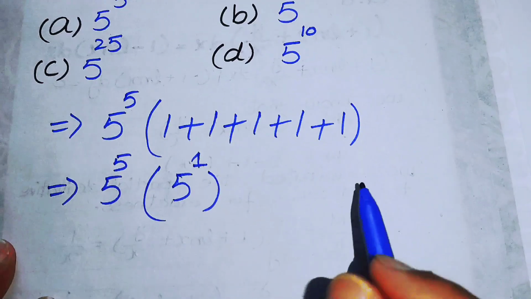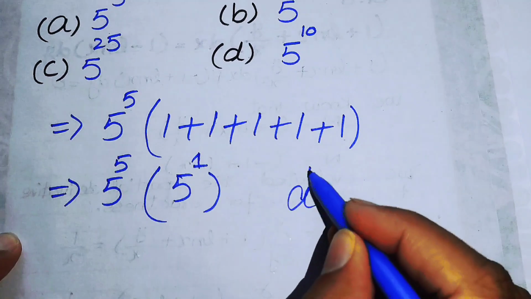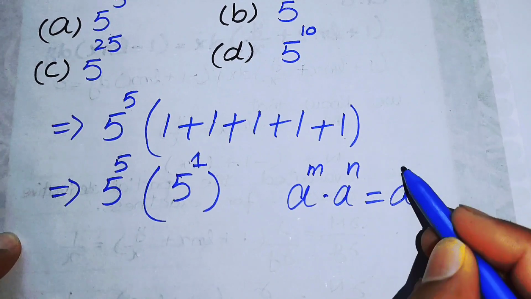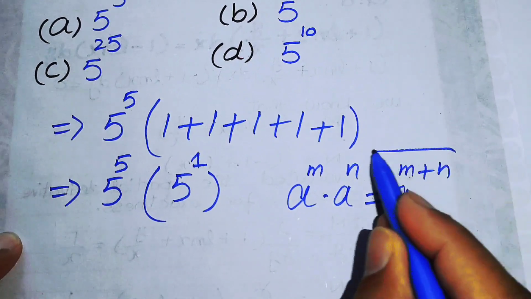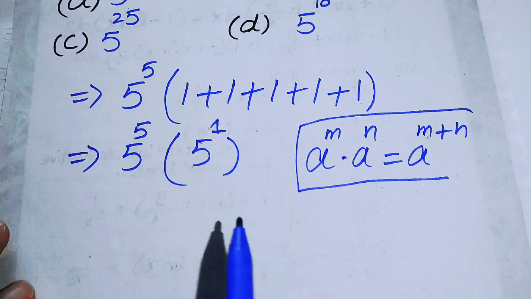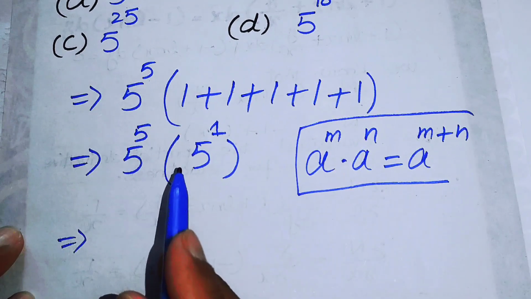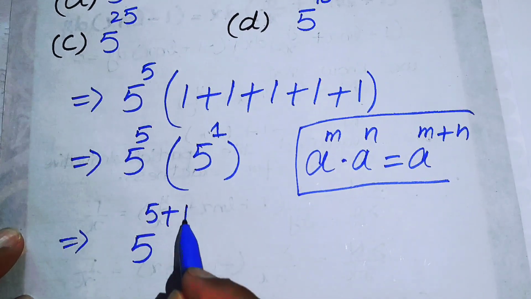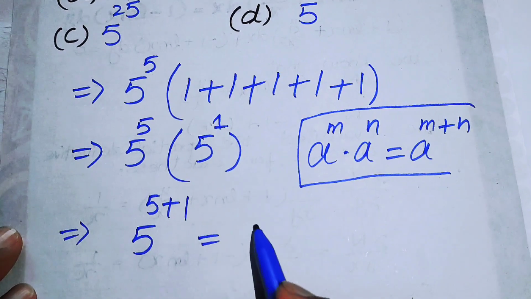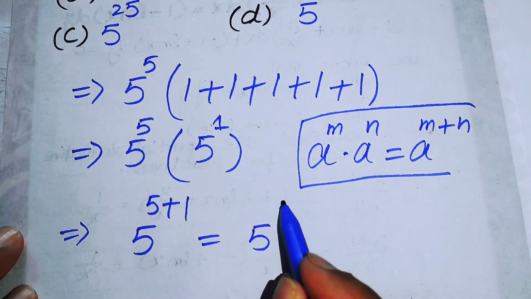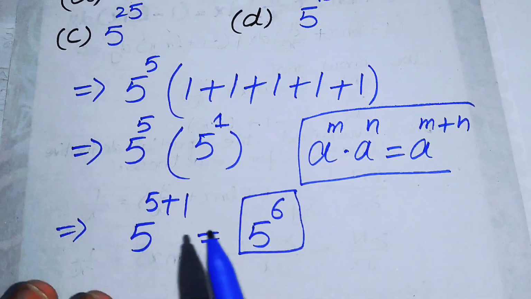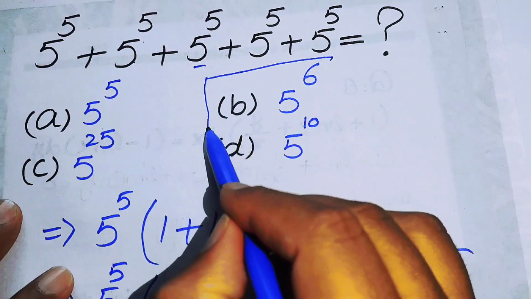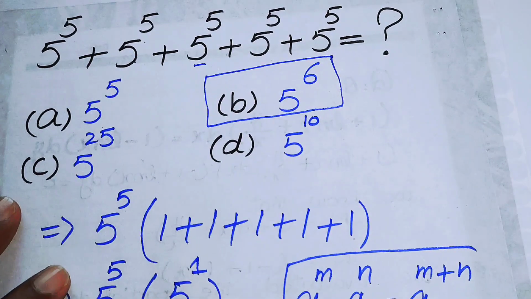And now I can apply the exponent law. You know that if we have a to the power of m times a to the power of n, it is equal to a to the power of m plus n. Here you can focus on the bases, and the bases are the same, so we can add the exponents and it will become 5 to the power of m plus 1. This is our final answer, and this answer lies in option B. So we can see that option B is the correct answer.